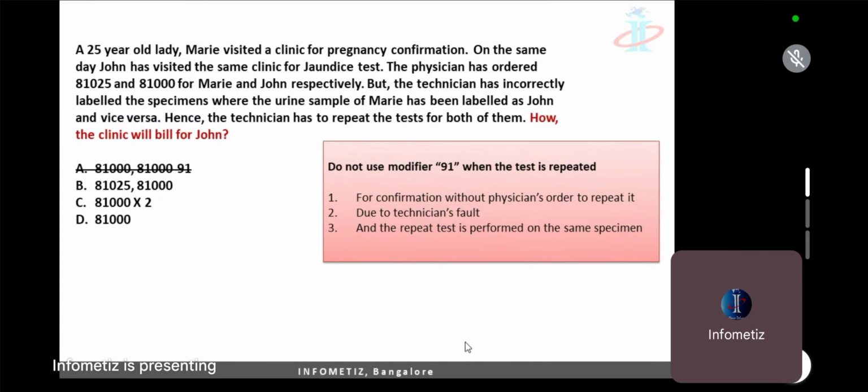Right. Hence, the technician has to repeat the test for both. How would you report the clinic? The clinic will report bill for John. So for John, it's a 81000 urine analysis.